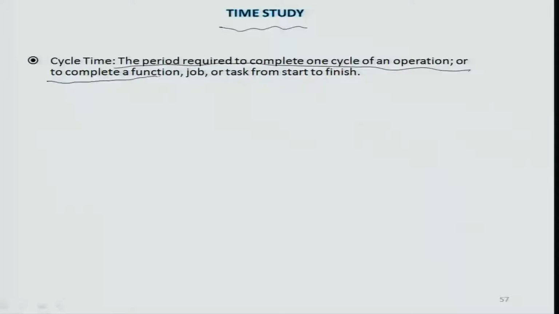Tasks could be material flow, delays, tasks could be related to, let us say, machining. You saw some of the examples earlier. So, to complete the whole function or the job or the task from start to finish is what a cycle time really would be. And so, a cycle time is a very critical issue, particularly when you have multiple work centers working together in a certain sequence.